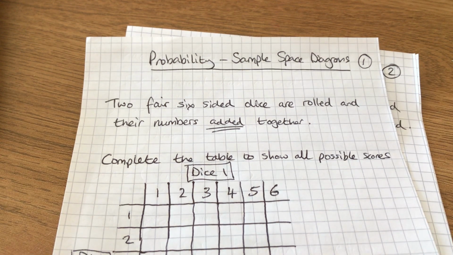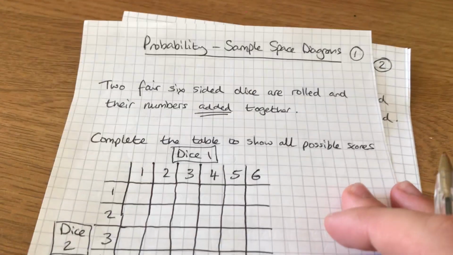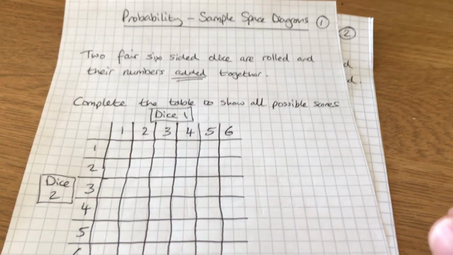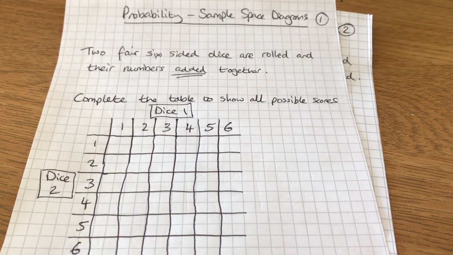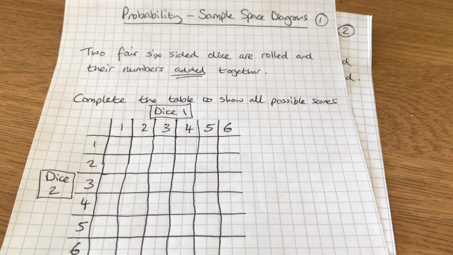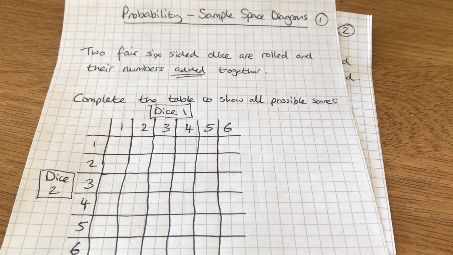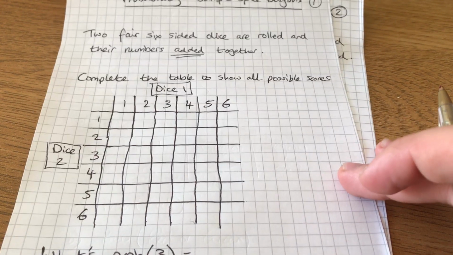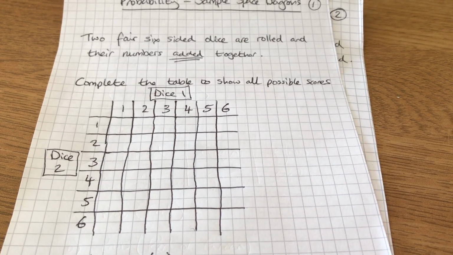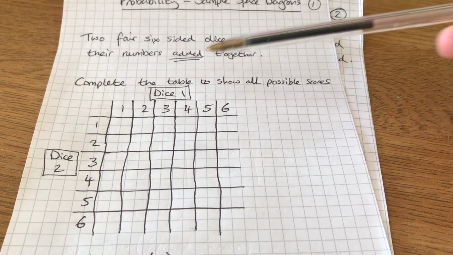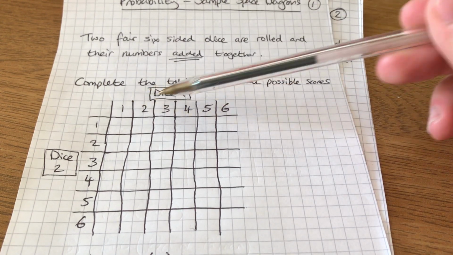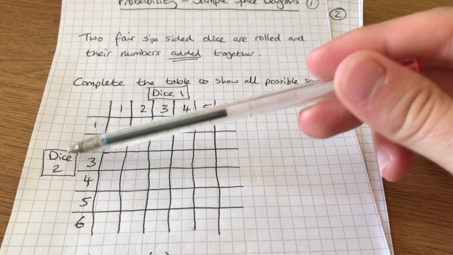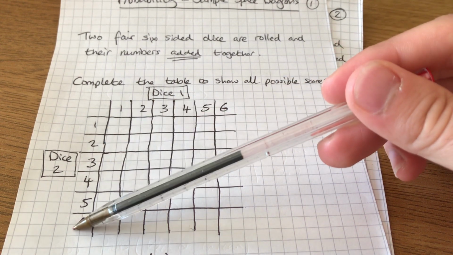So let's start. Two fair six-sided dice are rolled and their numbers added together. Complete the table, also known as a sample space diagram, to show all possible scores. So here we have a sample space diagram. We've got the options you can have on dice 1: 1, 2, 3, 4, 5, 6. Options for dice 2: 1, 2, 3, 4, 5, 6.